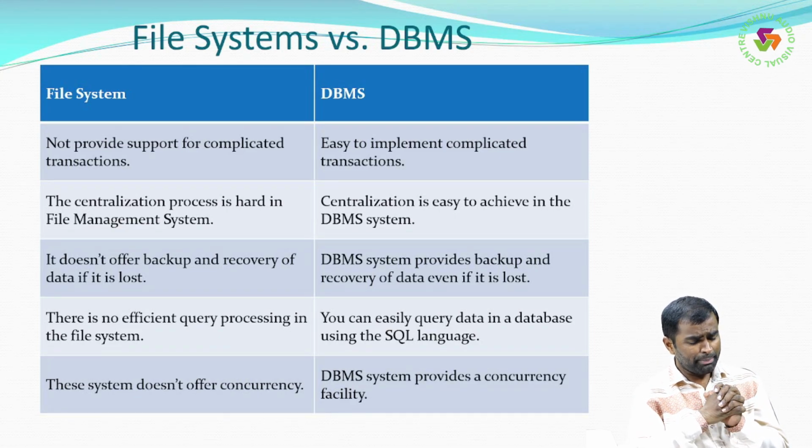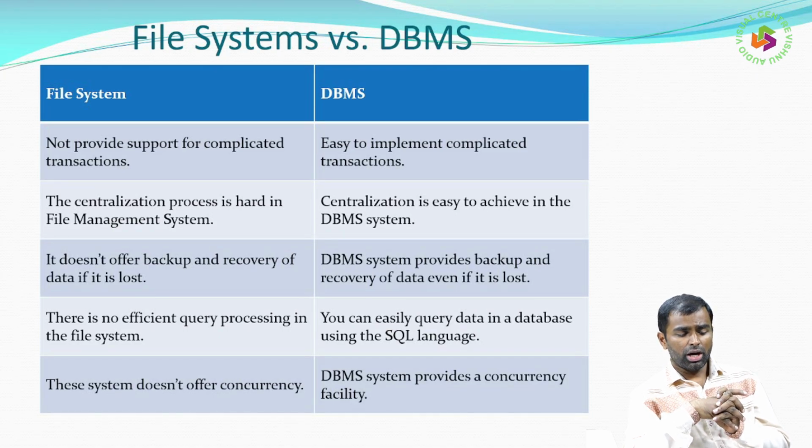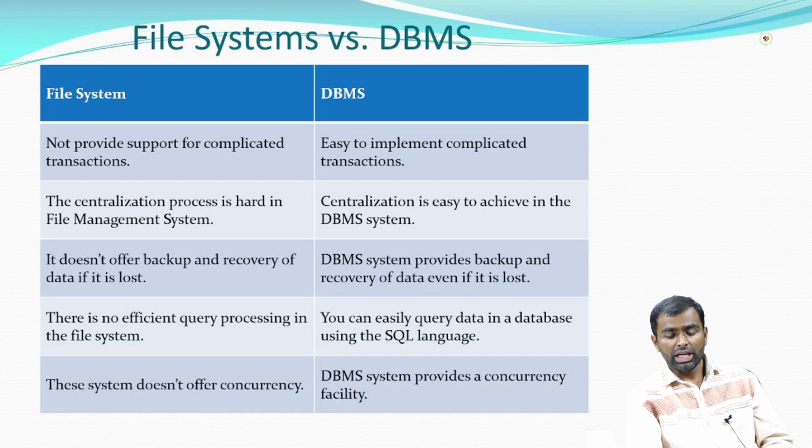File systems do not offer backup and recovery of the data if it is lost. Once data is lost, we do not have a backup system or recovery system. That's why we lose the data when we are using file systems. DBMS provides backup and recovery of data even if it is lost. In DBMS we have powerful backup mechanisms and powerful recovery techniques. Using those recovery methods, we can retrieve and recover the data easily.